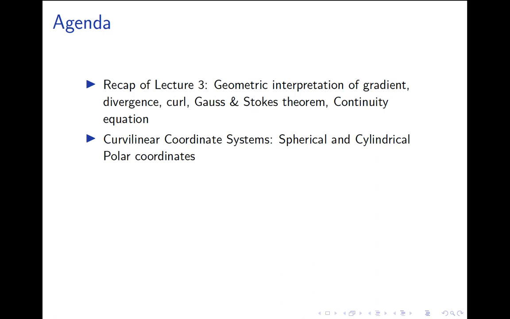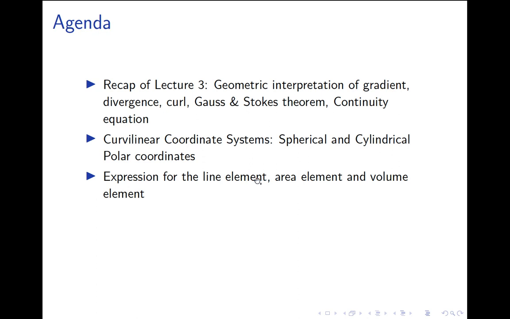In particular, I'll focus on the spherical and cylindrical polar coordinate system, and we will learn about the line element, the area element, and the volume element for each such curvilinear coordinates. In particular, we will focus on orthogonal coordinate systems in which the coordinate axes, which are now curvilinear, which means they're curved lines, will, despite being curved lines, meet each other at 90 degrees.